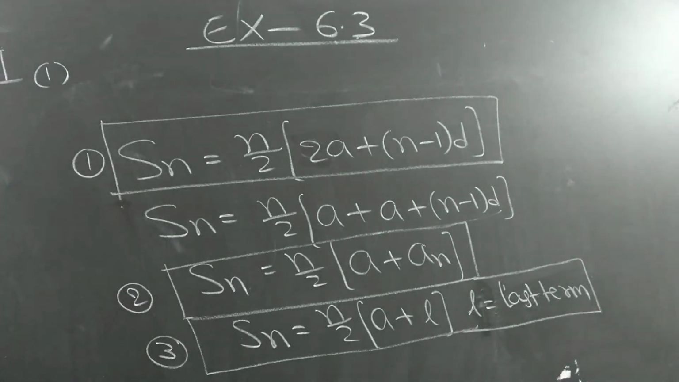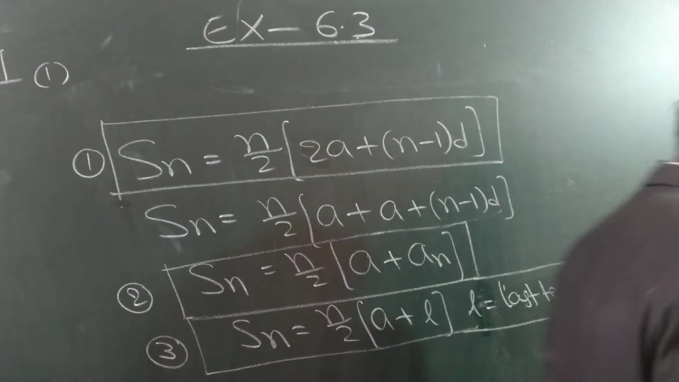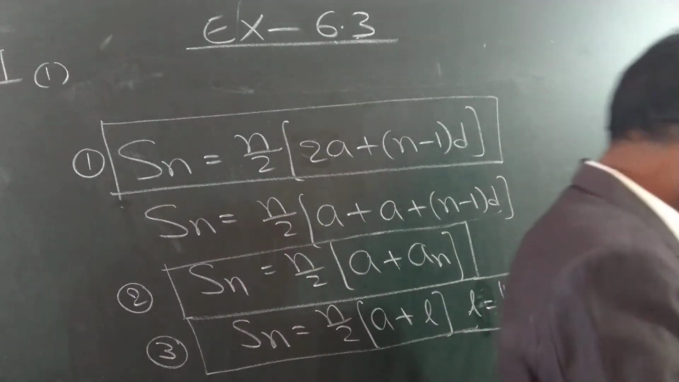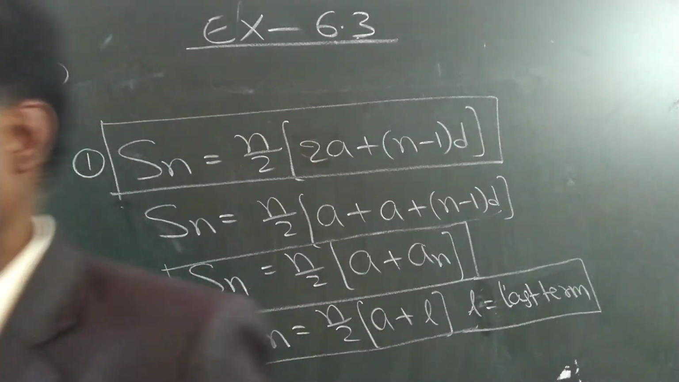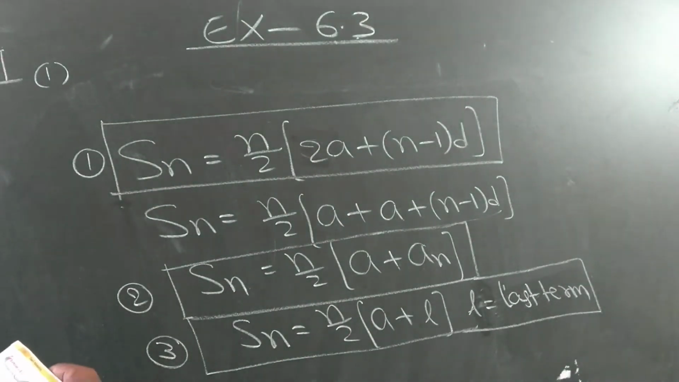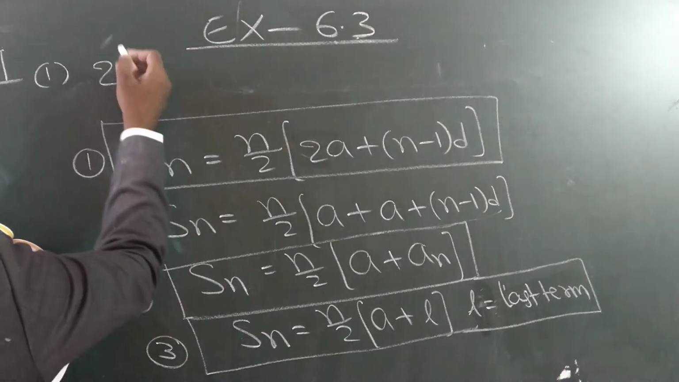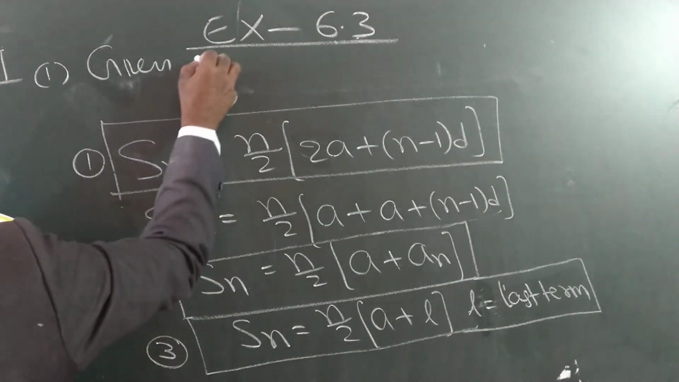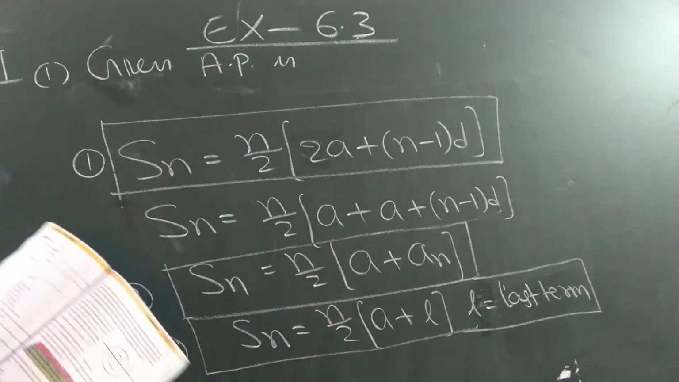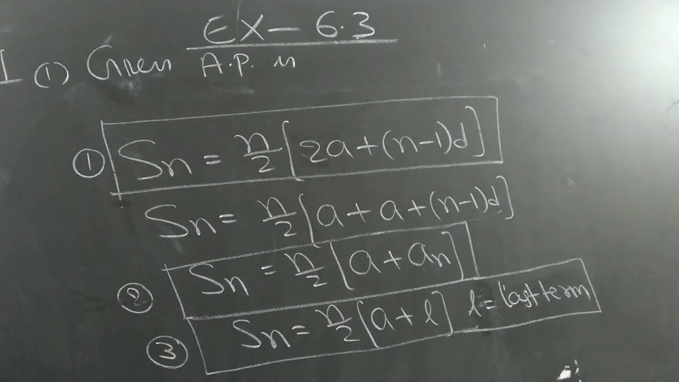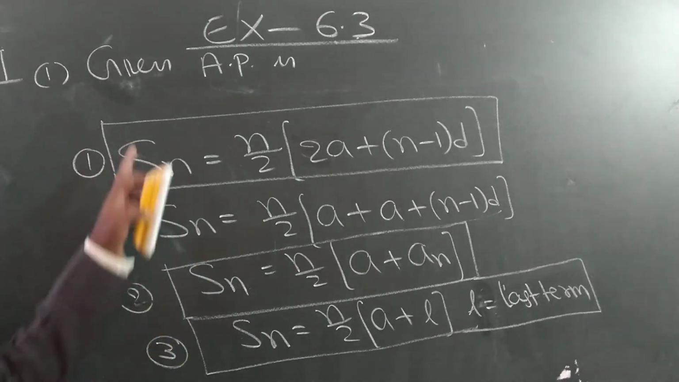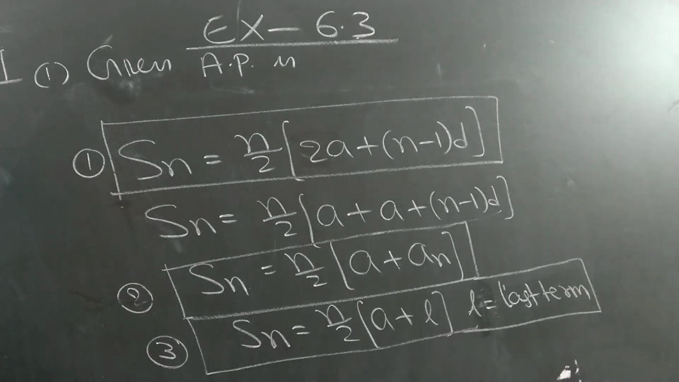Now start the problems, students. The first and second questions are direct questions, so use the formula directly. Open the textbooks to page number 150. Remember these two formulas. These two are the same, of course. So there are only two formulas in total.